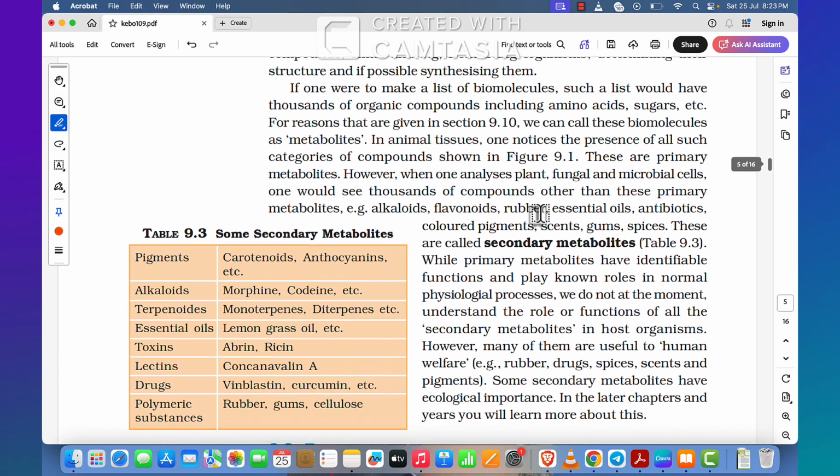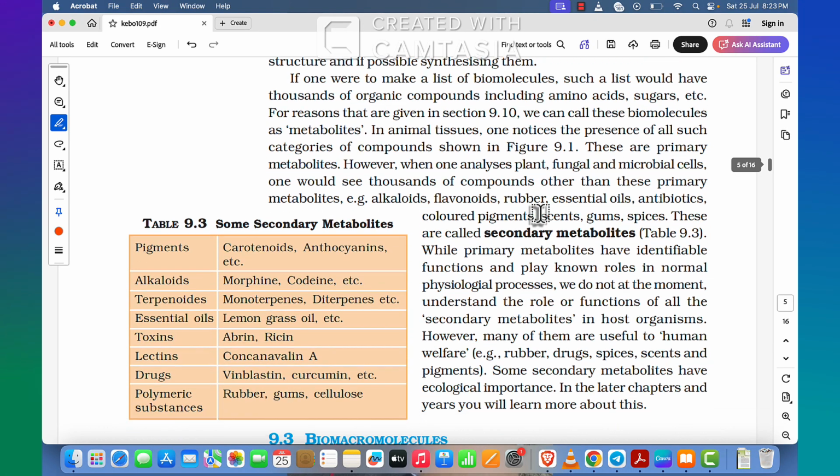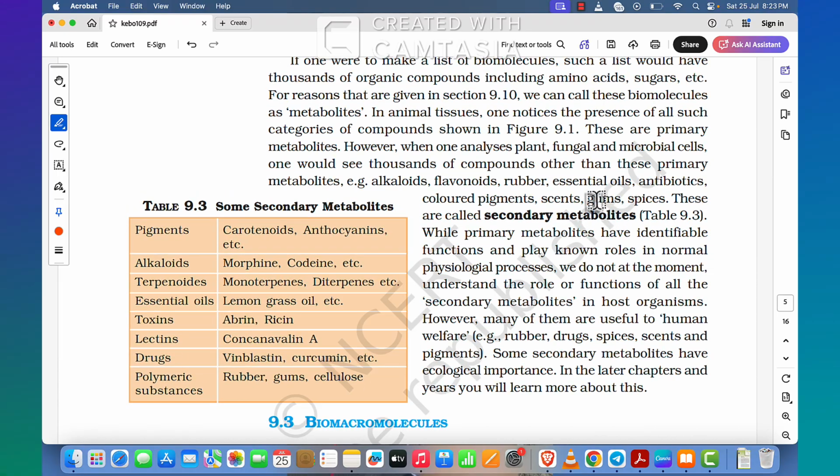If we were to make a list of biomolecules, such a list would have thousands of organic compounds including amino acids, sugars, etc. For this reason they are given in section 9.10. We call these biomolecules metabolites. Pigments. In animal tissue, one notices the presence of all such categories of compound.